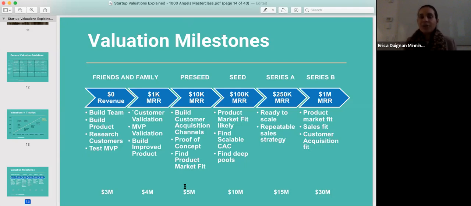But at this point, you're going to be really focusing on building your customer acquisition channels, establishing your proof of concept, and finding that holy grail product market fit, right? So that's really what you need to figure out. And product market fit just means that your customers really, really like your product, and they would be very disappointed if they were not able to use it. So finding that is a lot more challenging than it seems. And so you see a lot of companies having a hard time breaking to that next level.